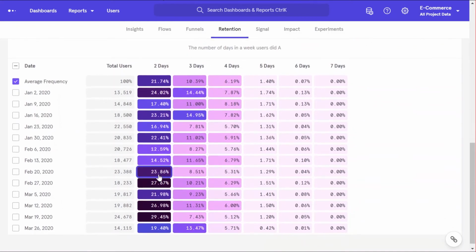So let's read this table again. What this says is we had selected share item as the event. So 13.5K users did this event in this week, January 2nd to January 8th. Right? They did it at least once. Of these, 24% people did it 2 days in this week. 14% did it 3 days in this week, and so on.